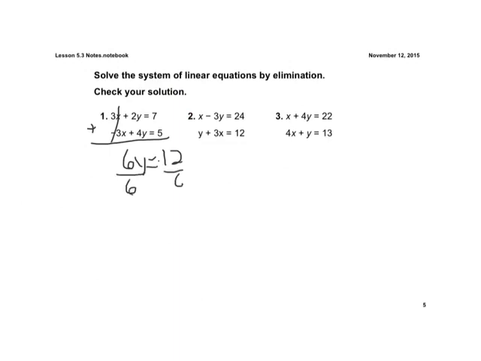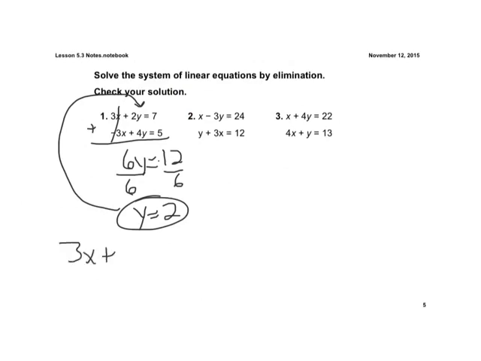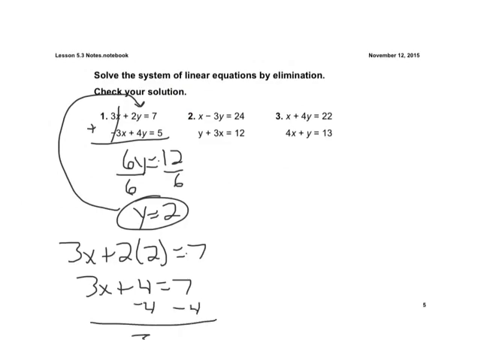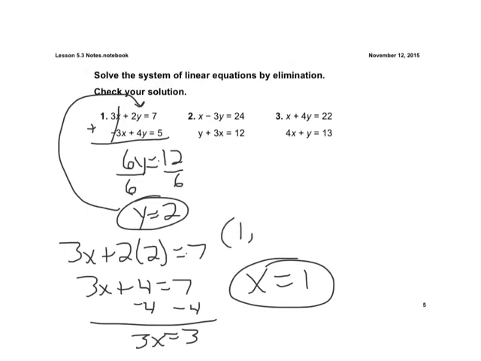Divide by 6 to solve for y equals 2. Substitute that value into either equation. Let's pick the top one because there's no negatives there. We have 3x plus 2, not y anymore, but 2 equals 7. Do the math here. 3x plus 4 now equals 7. Subtract 4, subtract 4. 3x equals 3. If we divide by 3, we're going to get x is equal to 1. And there's our solution, 1, 2. And there's our answer using elimination.